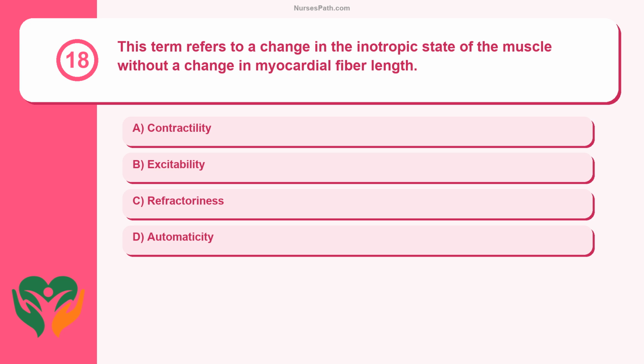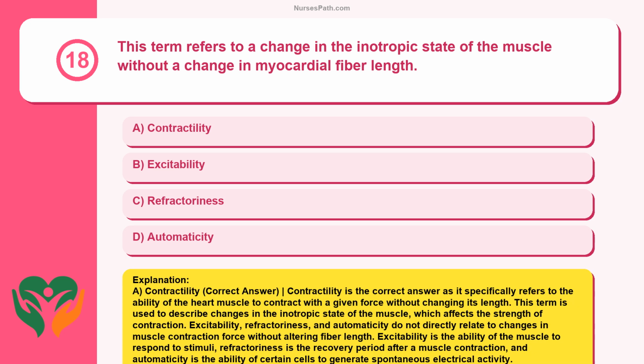Question 18. This term refers to a change in the inotropic state of the muscle without a change in myocardial fiber length. Contractility, excitability, refractoriness, automaticity. A. Contractility, correct answer. Contractility is the correct answer as it specifically refers to the ability of the heart muscle to contract with a given force without changing its length. This term is used to describe changes in the inotropic state of the muscle, which affects the strength of contraction.